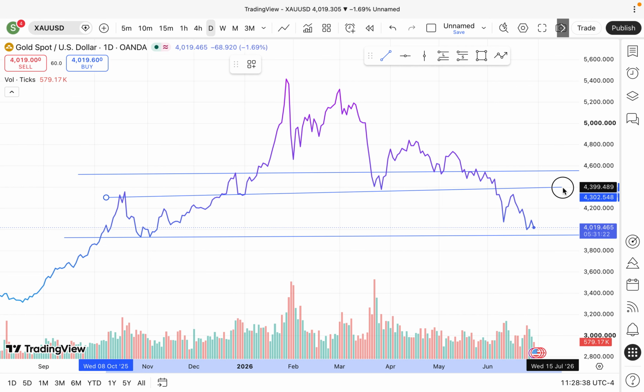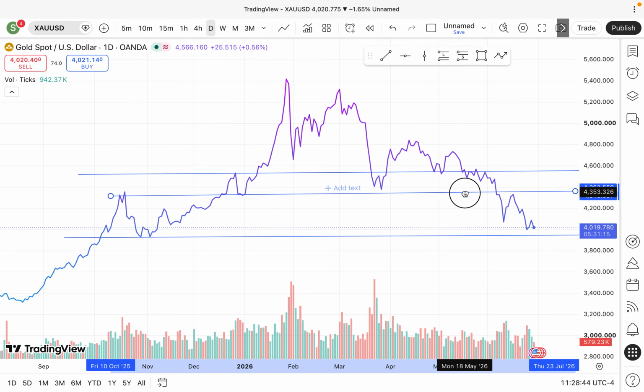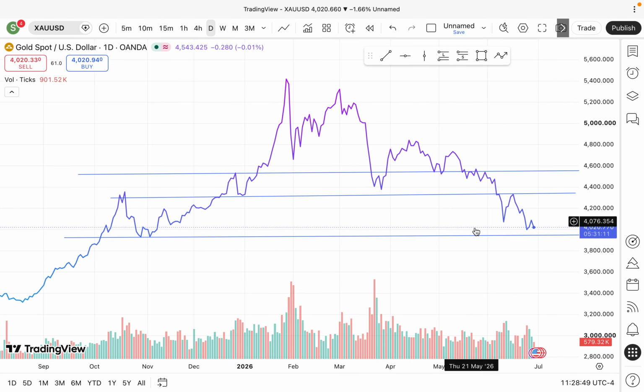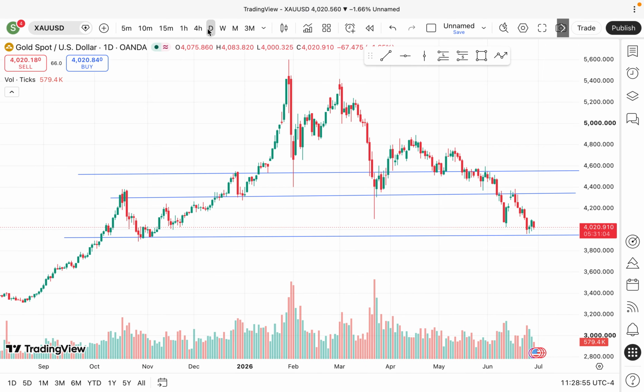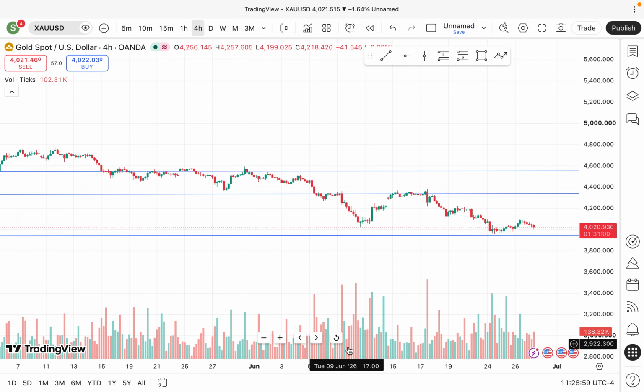So we are marking this one. This previous, we're marking this one. So let's change it to candlestick. Let's go to the 4 hour time frame. This is the 4 hour time frame.